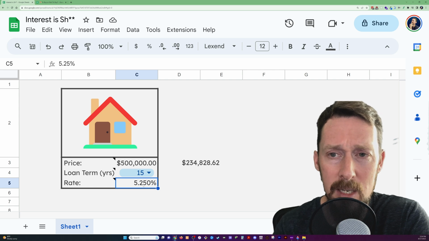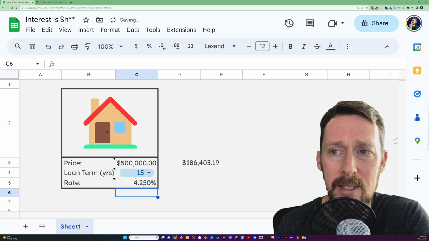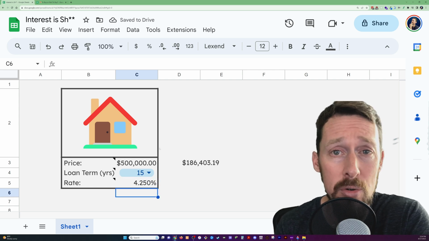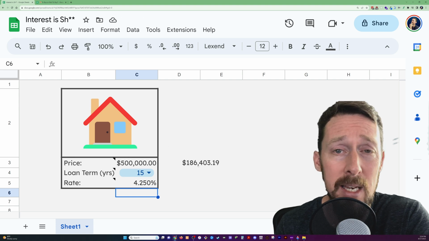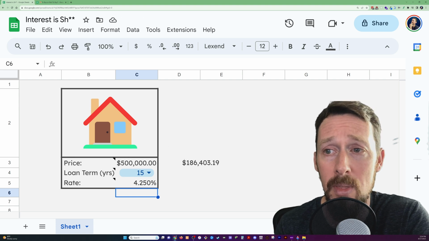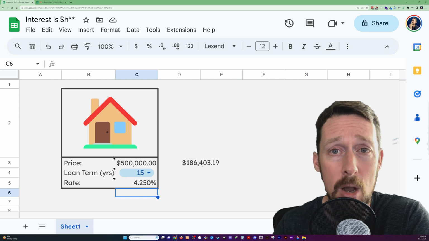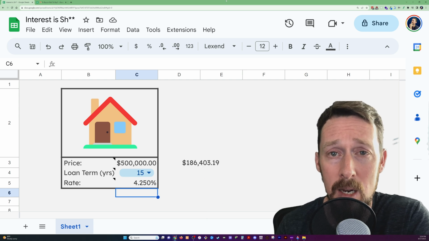But in a 15-year, you're also probably going to have less of a percentage. The interest rate will be better over a shorter period of time. So in reality, you'll probably be under a $200,000 interest fee over those 15 years.